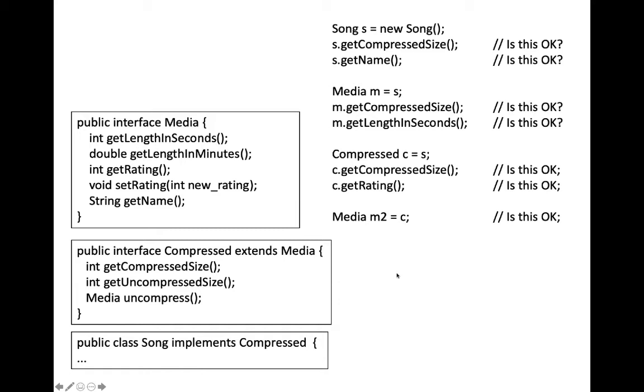So even though my view of the song has been narrowed to just the compressed interface, that doesn't mean it's just the things declared here in compressed. Because it's an extension, it also includes everything declared in media. So narrowing my view of the object to compressed includes both the things declared in compressed as well as the things declared in whatever it's extending. And I can have extensions on extensions on extensions, and those are is-a relationships, and whether or not something is available travels up that hierarchy.